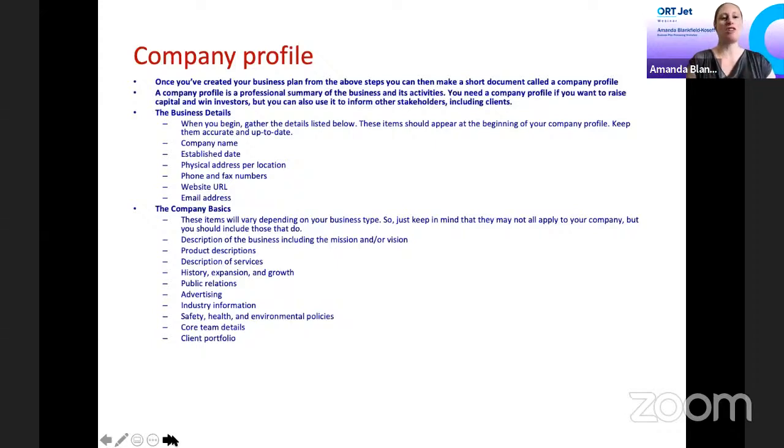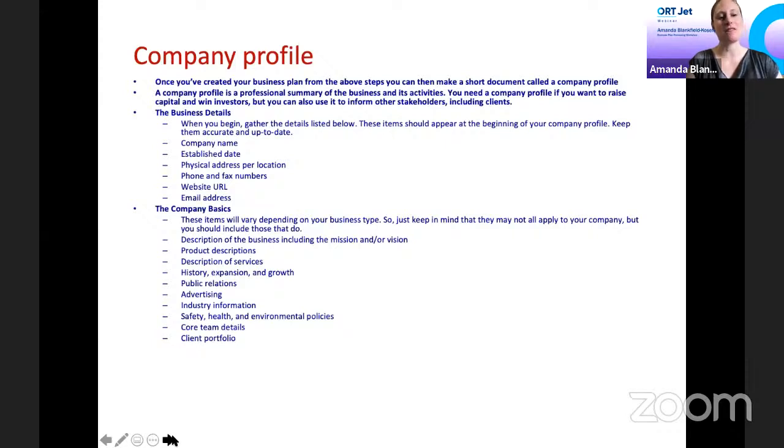And the profile is a professional summary of the business and its activities. You need it if you want capital and to win investors, but you can also use it to inform other stakeholders, including clients. So the business details will be the first section. When you begin, you gather the details such as the company name, the established date, the physical address, phone numbers, fax numbers, if anyone uses faxes, website URL, email addresses. So that's just the basic details.